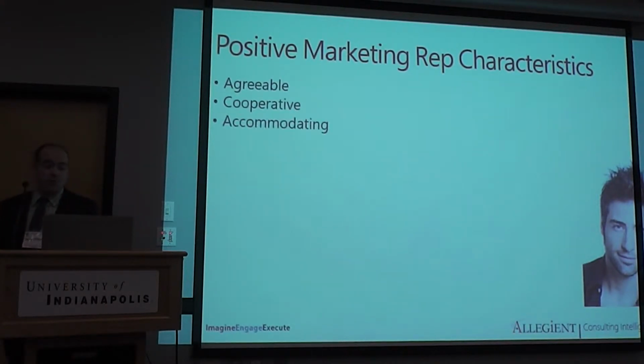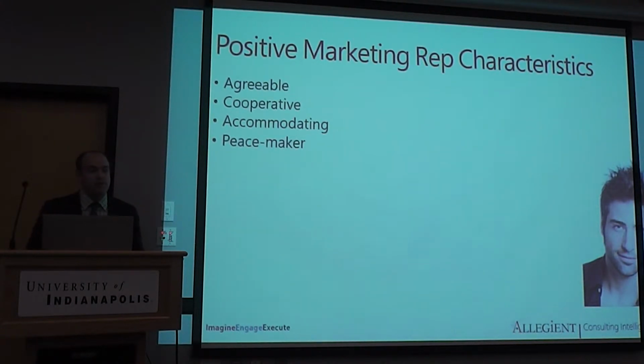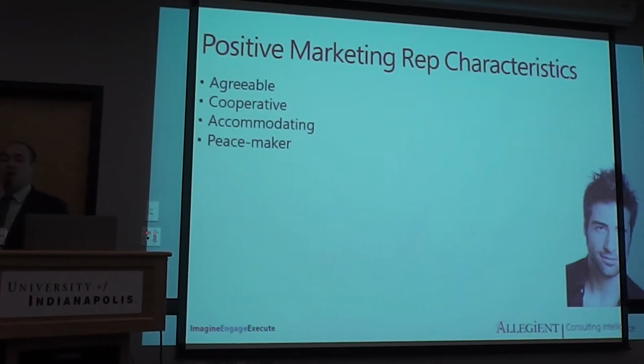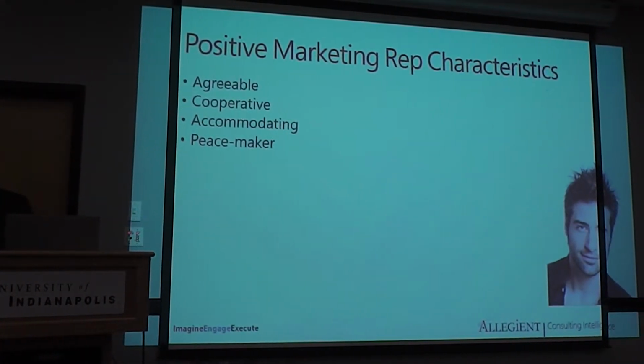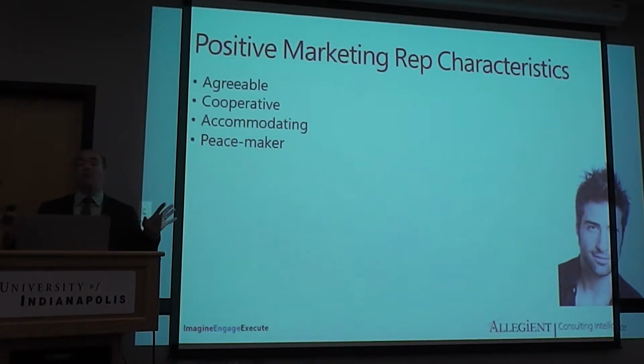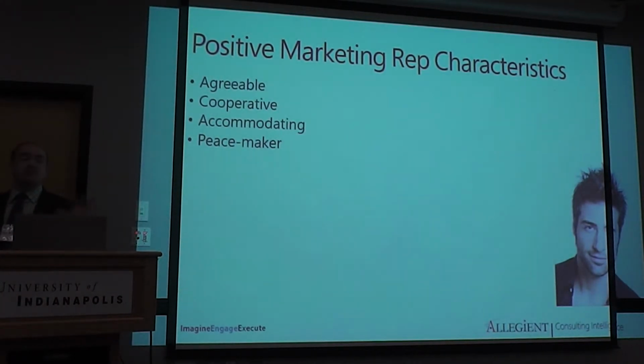Agreeable, cooperative, and accommodating, a peacemaker. Now, why are they not driving and argumentative and assertive like a sales rep? Well, think about who is their customer. Their customer, their prospect is invisible to them. They have to envision this mass of people who are going to see their marketing material and interact with it and hope that that mass of people likes their product.